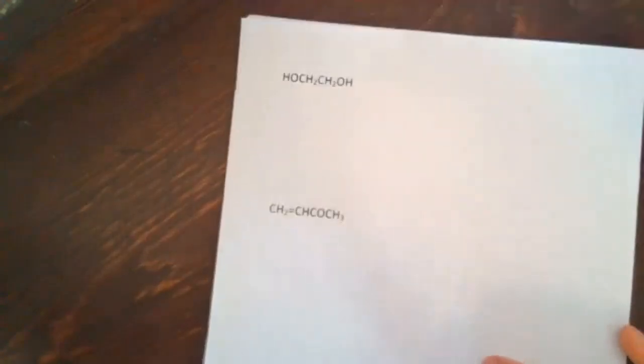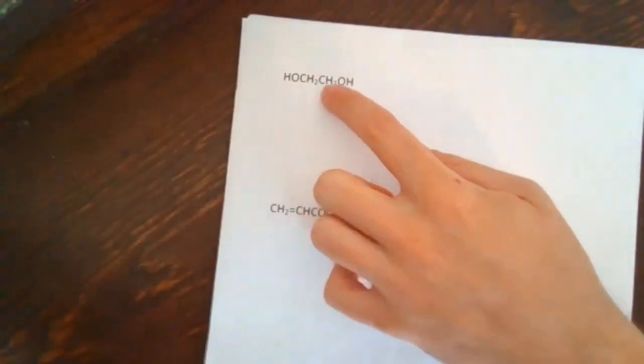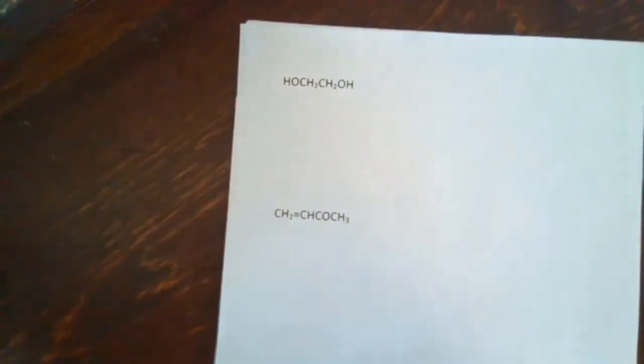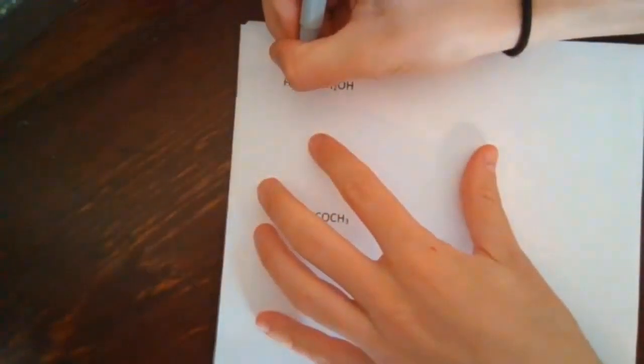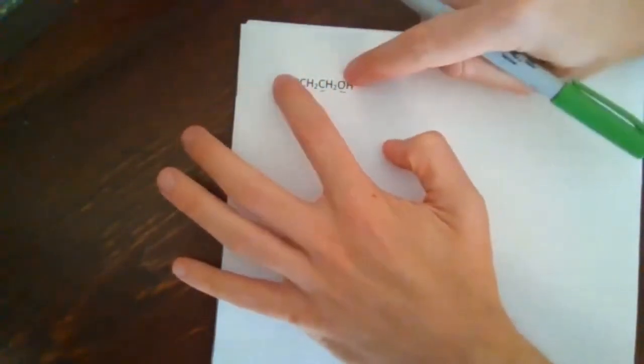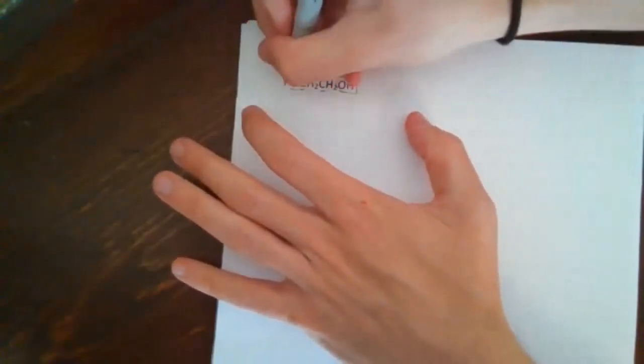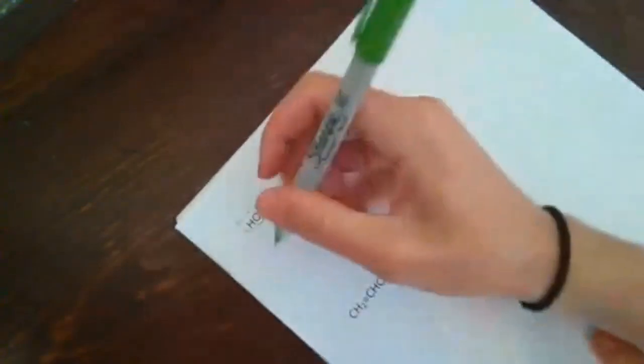Let's take a look at a couple more here. HO, CH2, CH2OH. So this is the 4th way we can see oxygens in one of these molecules. This time the oxygens are next to hydrogens. So those are hydroxyls.